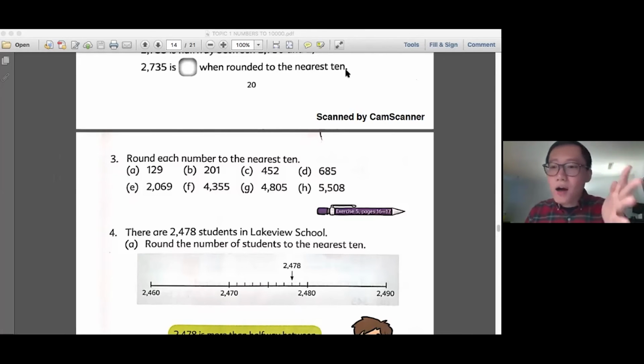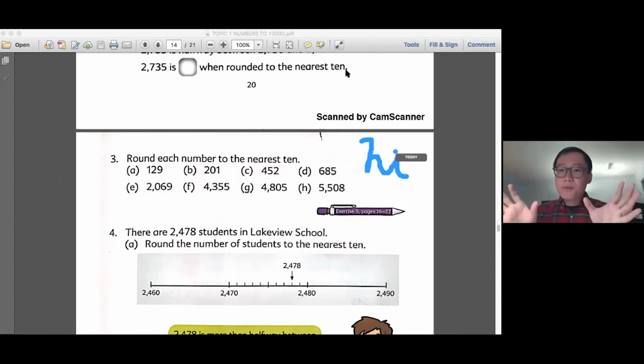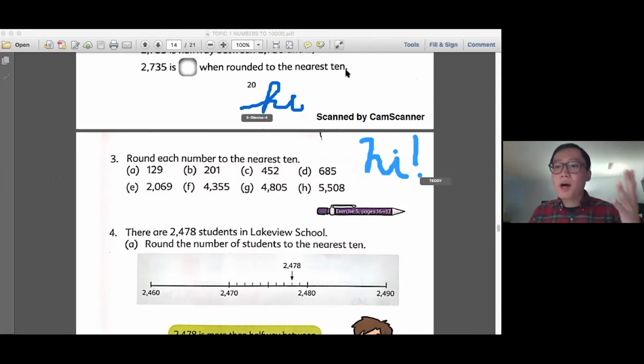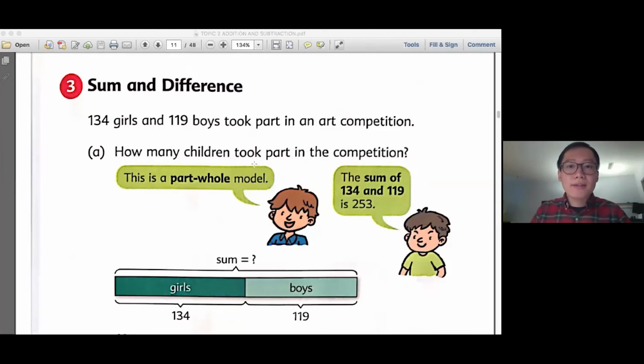Okay, so that's all for topic 1, numbers to 10,000, right? We did standard form, expanded form, compare 3-digit number, compare 4-digit number, and then we did some rounding, right? So these are the main topics. There may be other small topics, but not during this class. This is only meant to be an introduction. So now let's move on to the second topic, addition and subtraction.